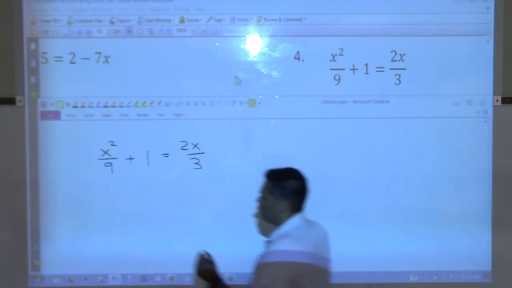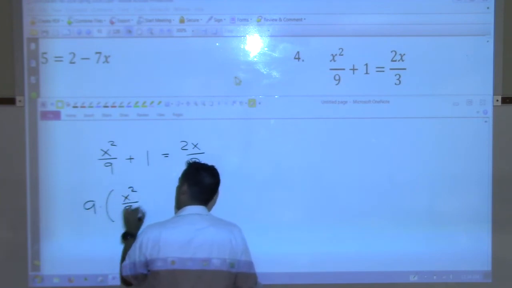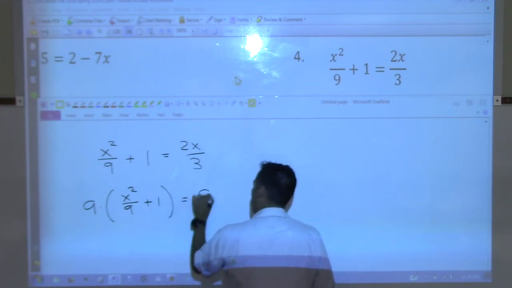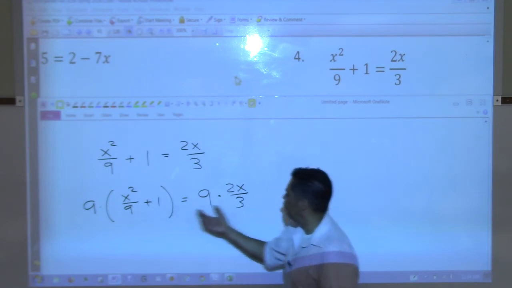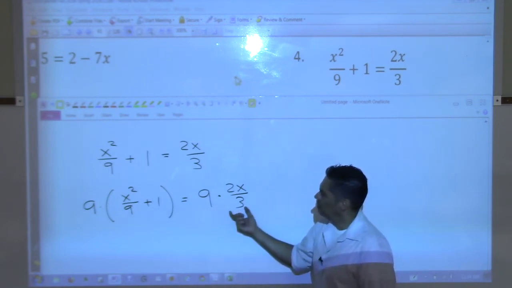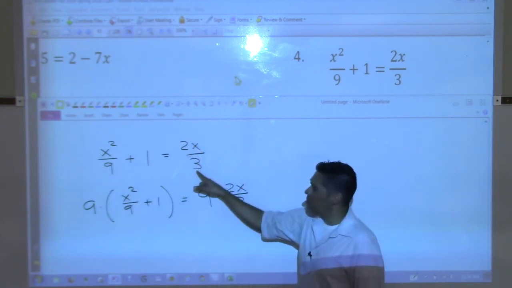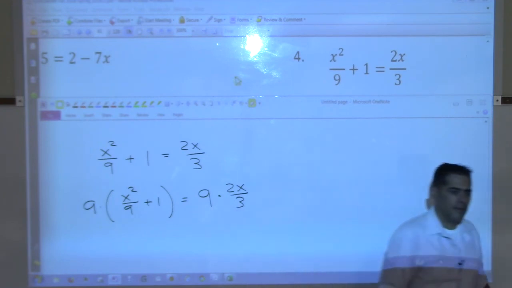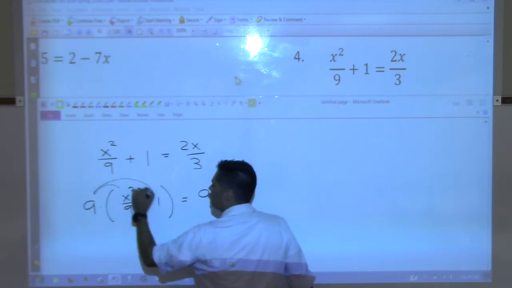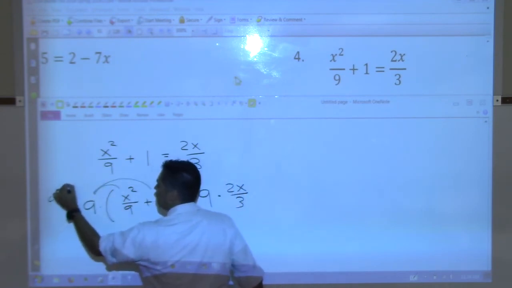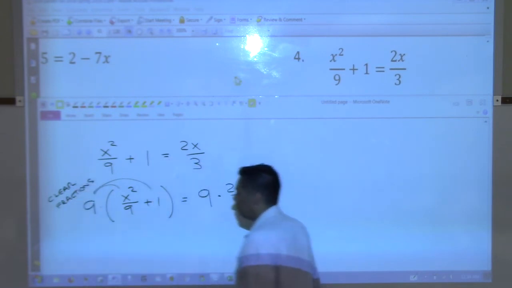All right, so watch how I do this. 9 on this side times the whole thing equals 9 times the right side. Why did I put parentheses over here, but I didn't put parentheses over here? Yeah, because there's two terms here, so the 9 has to distribute to each one. Here, 2x over 3 is only one term, so I just put 9 in front of it. All right, now we distribute. So this step right here, all I'm doing is clearing fractions. That's all I'm doing, clearing fractions.